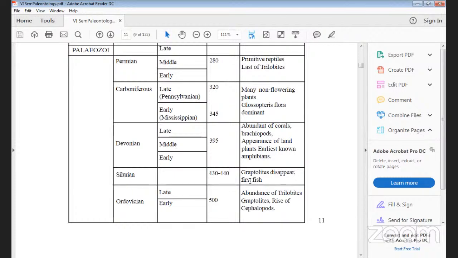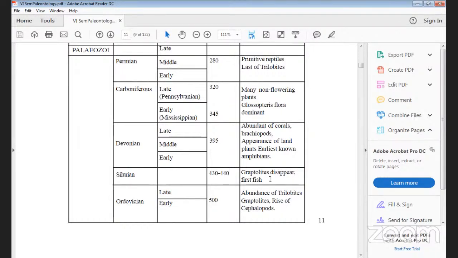In the early age, it belongs to 500 million years, and it consists of an abundance of trilobites, graptolites, and the rise of cephalopods. And if we go into the Silurian, it has 430 to 440 million years. Graptolites slowly disappeared, and the first fishes started in the Silurian age, around 430 to 440 million years.